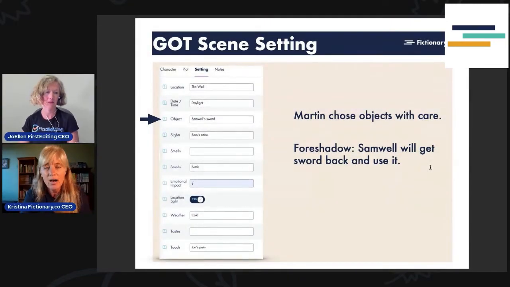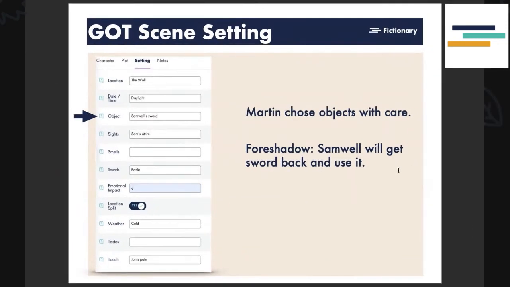Very much so. Yeah. So objects, location is the wall, during the day. Objects he chose with care. And I picked one out, which is Samuel's sword. And the reason I picked that to put here is that the sword comes into play later in the story. So it's dropped here like the smoking gun, and it's used later. And it's an important piece.